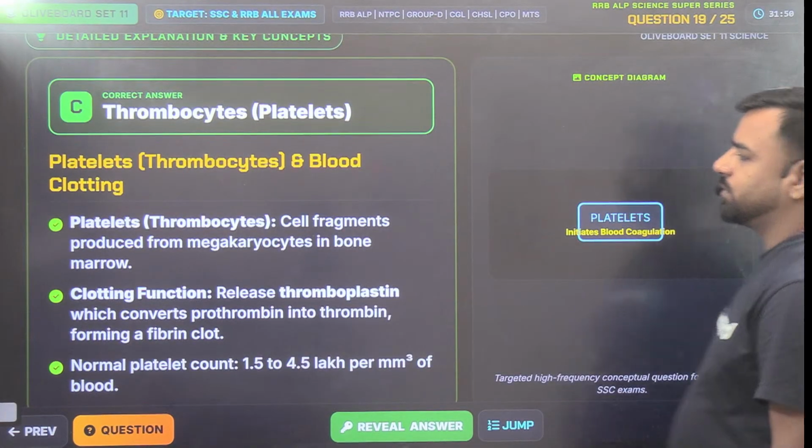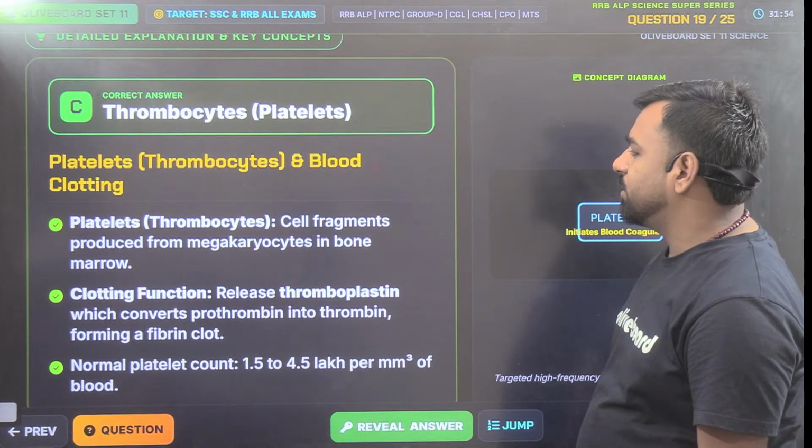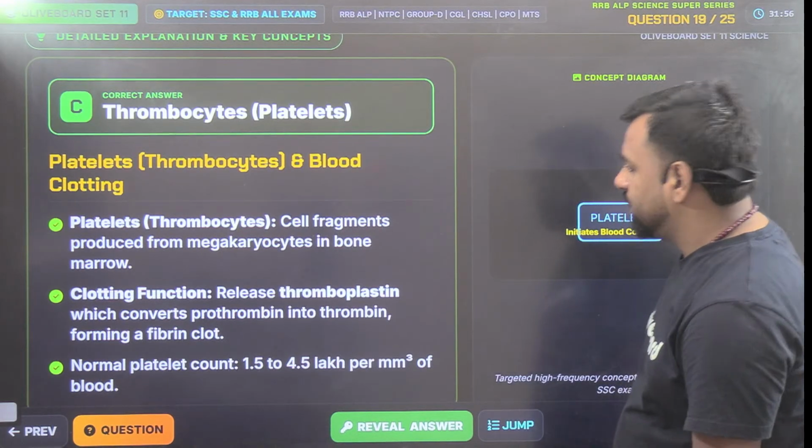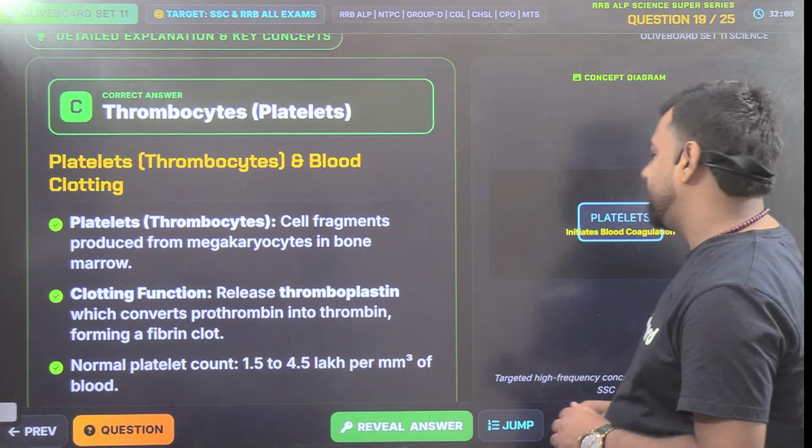It's also known as thrombocytes. So thrombocytes are cell fragments produced from megakaryocytes in the bone marrow. They release thromboplastin, which converts prothrombin into thrombin, forming a fibrin clot.